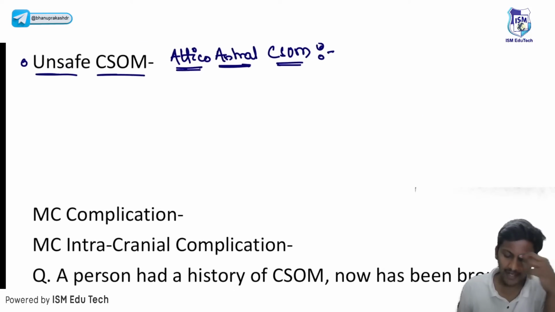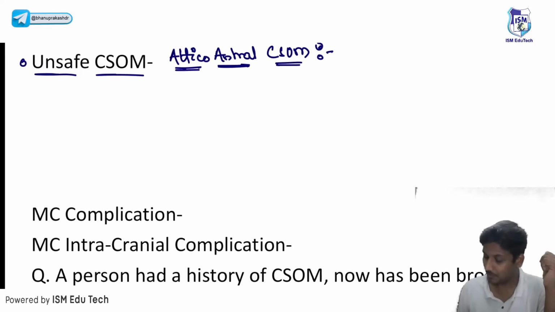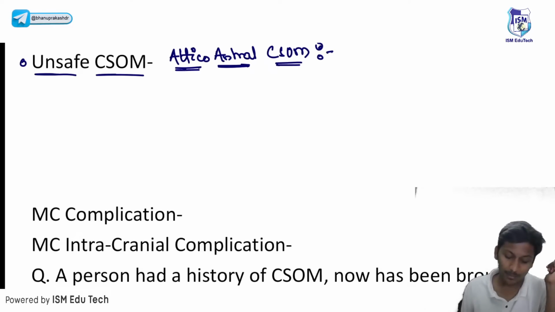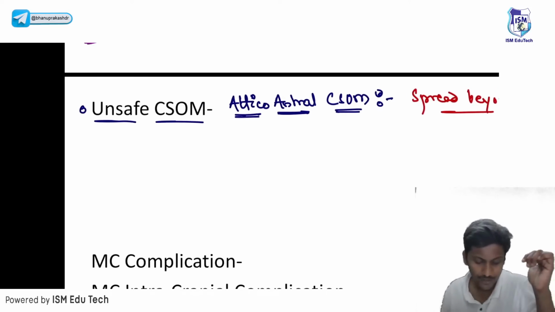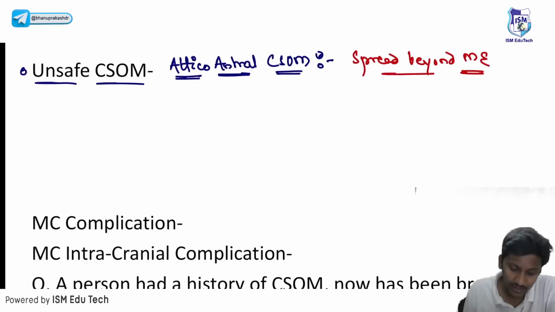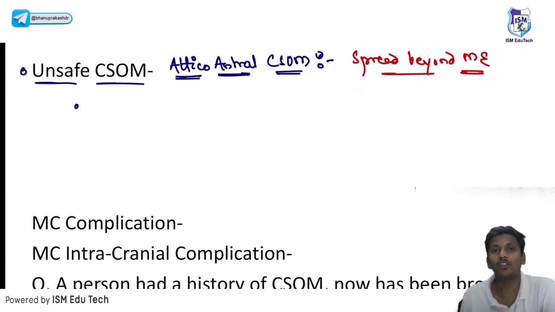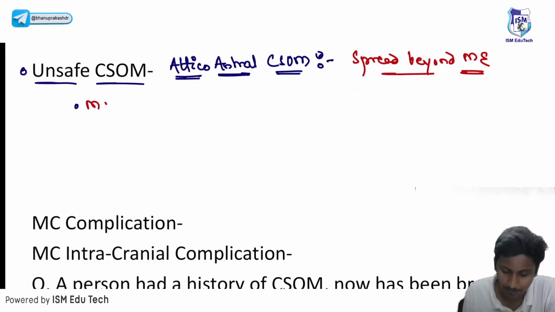Now, if I talk about atticoantral or unsafe CSOM, please remember, as I've told you, the infection will spread beyond the middle ear. It will spread beyond the middle ear, and mainly it will spread to the mastoid and from there to all the other sites as well. What was the cause? As I've told you, central perforation will cause safe CSOM, but a marginal perforation will cause unsafe CSOM.